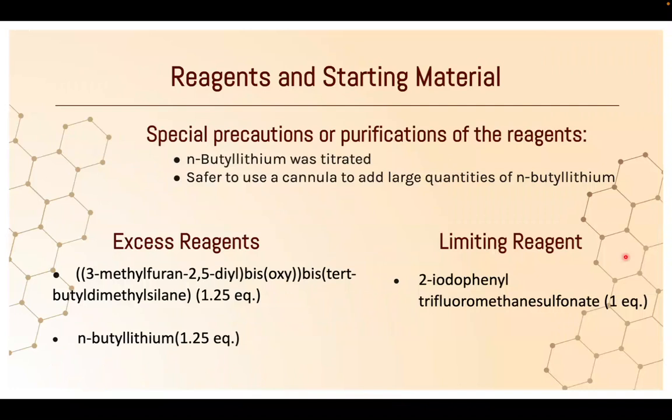The excess reagents in this experiment include 3-methylfuran-2,5-diyl bis(oxy) bis(tert-butyldimethylsilane), as well as n-butyllithium, and both have 1.25 equivalents. The limiting reagent in this experiment is 2-iodophenyl trifluoromethanesulfonate, which has 1 equivalent.